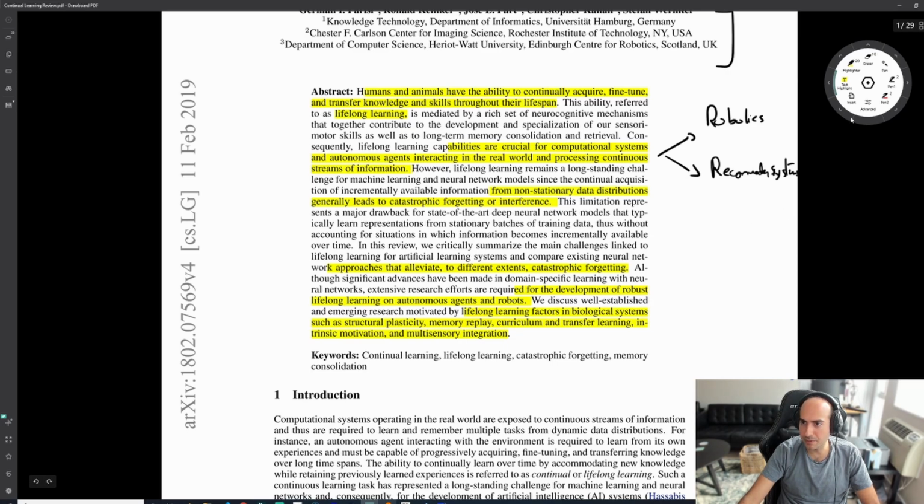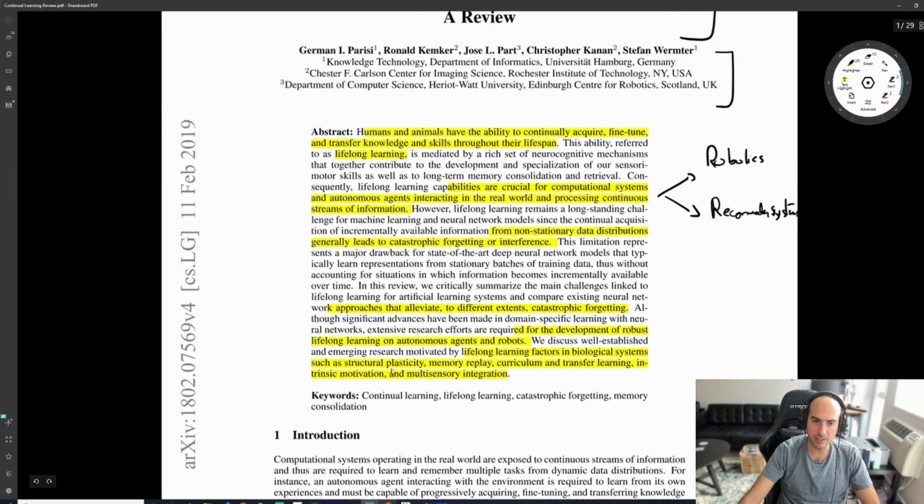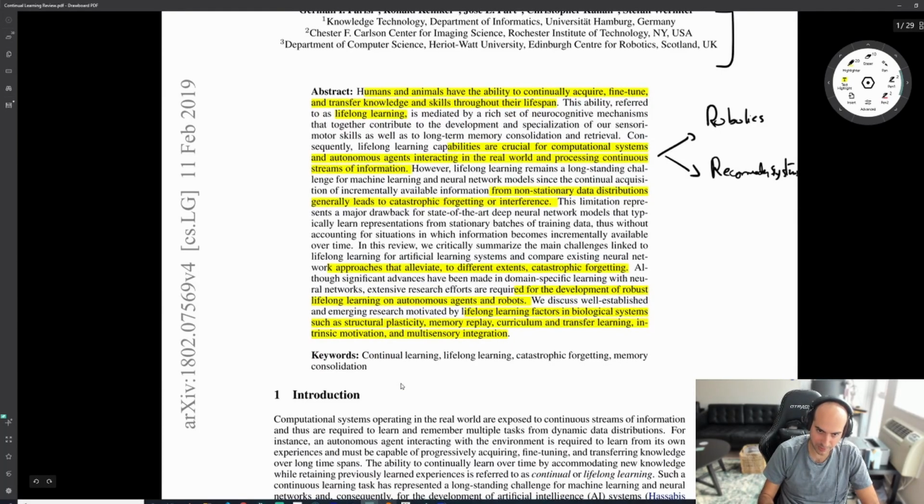There's a couple of ways to solve this. One is the idea of structural plasticity, which is biologically motivated. Memory replay is basically occasionally feeding old memories to your model. This is used a lot in reinforcement learning. Curriculum and transfer learning is basically making the learning hierarchical.